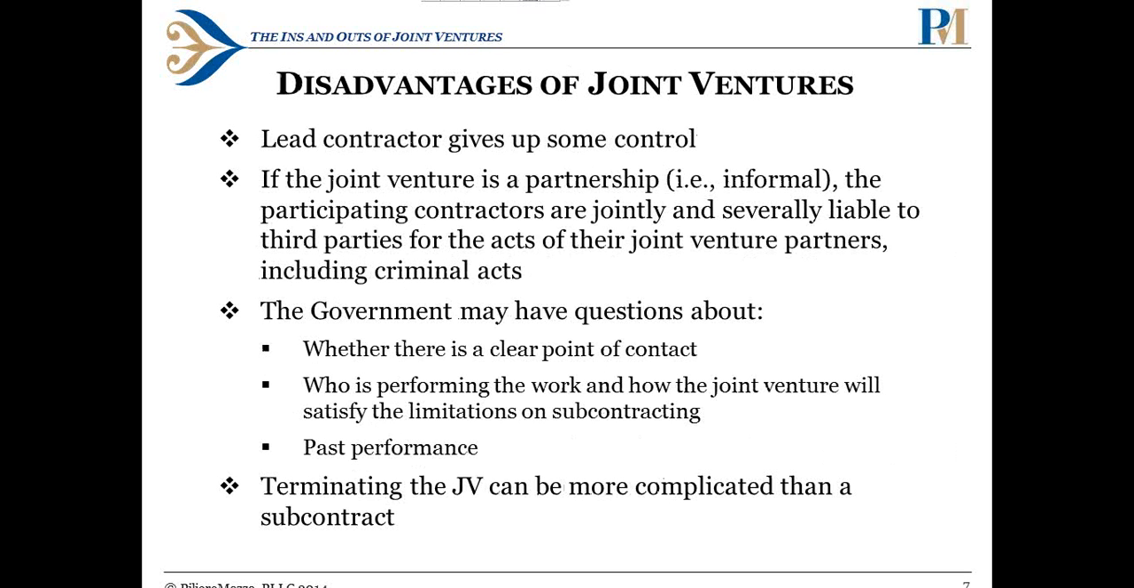The next slide is some of the drawbacks of a joint venture and why it may not work in every instance. Obviously, the party that would have been the prime contractor in sole privity with the government is giving up some control by allowing another firm to come up into a co-prime contractor position with it in the joint venture. The joint venture partners, if you do it as a partnership, in other words, an informal joint venture, are jointly and severally liable for the acts of the joint venture.